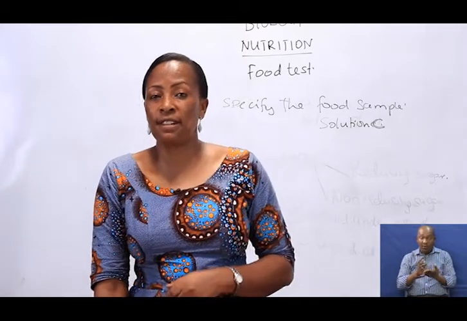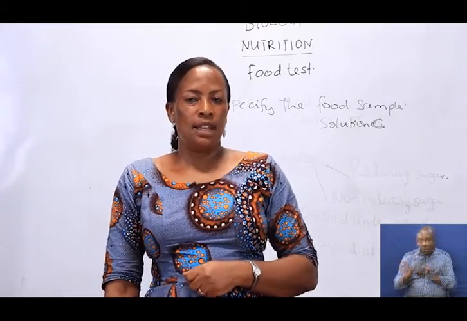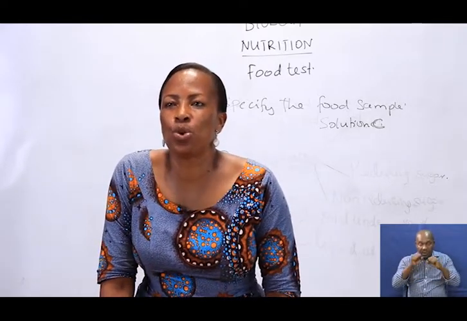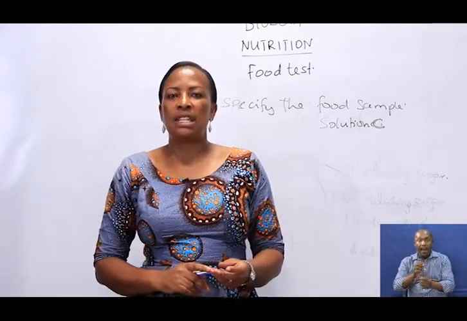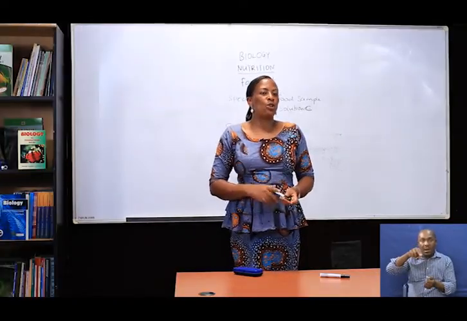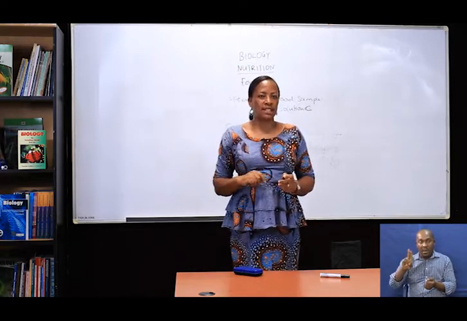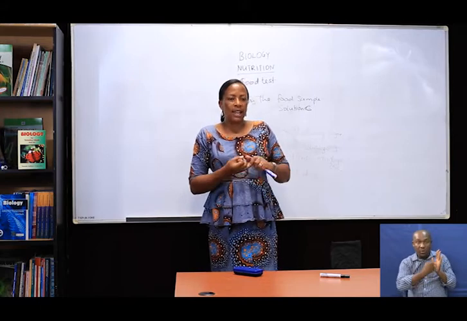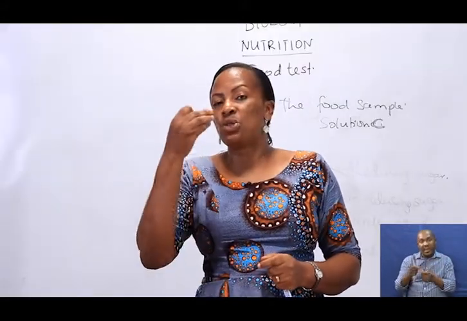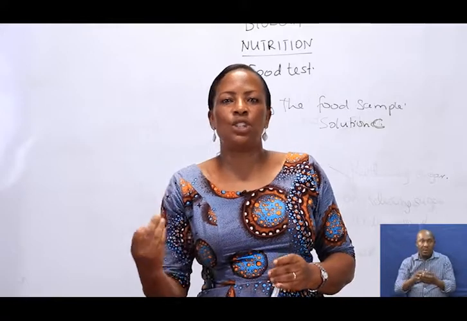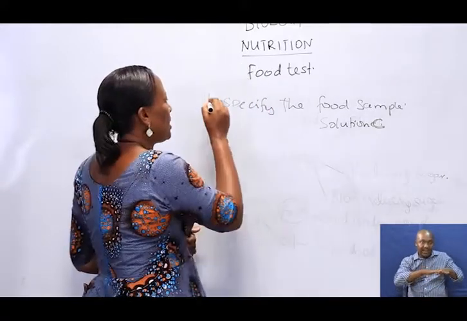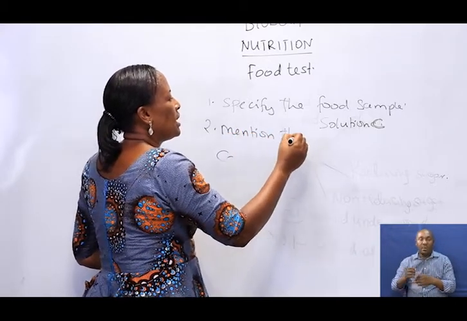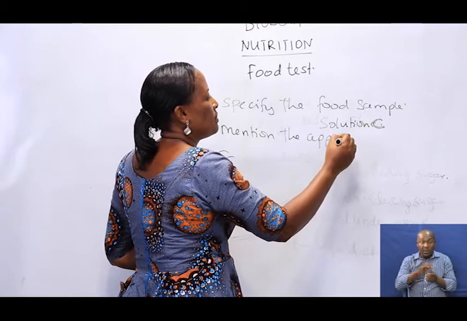After specifying the food sample, in your food test report, consider the apparatus used. So you have to mention the apparatus. For example, a test tube, a white tile, a beaker. A student should mention the apparatus used.